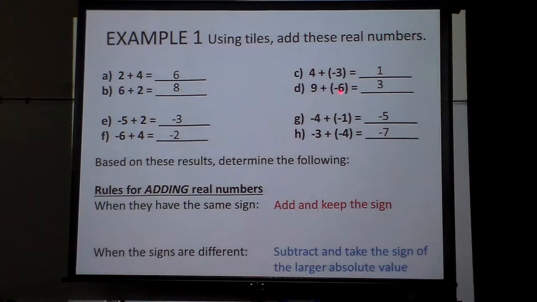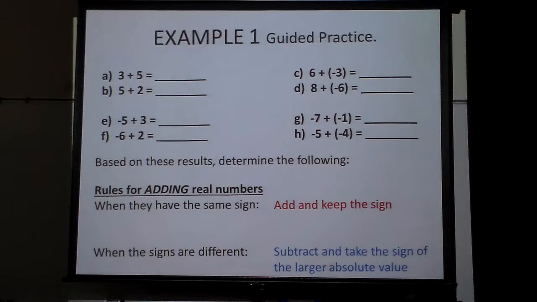Which is larger, 9 or 6? 9. So it's positive. Over here, which is larger? Ignore the negative 5. 5 or 2? Well, 5 is, so that made it negative 3. Which is larger? Ignore the negative, 6 or 4? 6, and it was negative, so it was negative 2. So here's our rule. If they're the same, add them and keep the sign. Doesn't change. If the sign is different, we don't actually add, even though it said add, we actually ended up subtracting, and then we took the sign of the larger number.